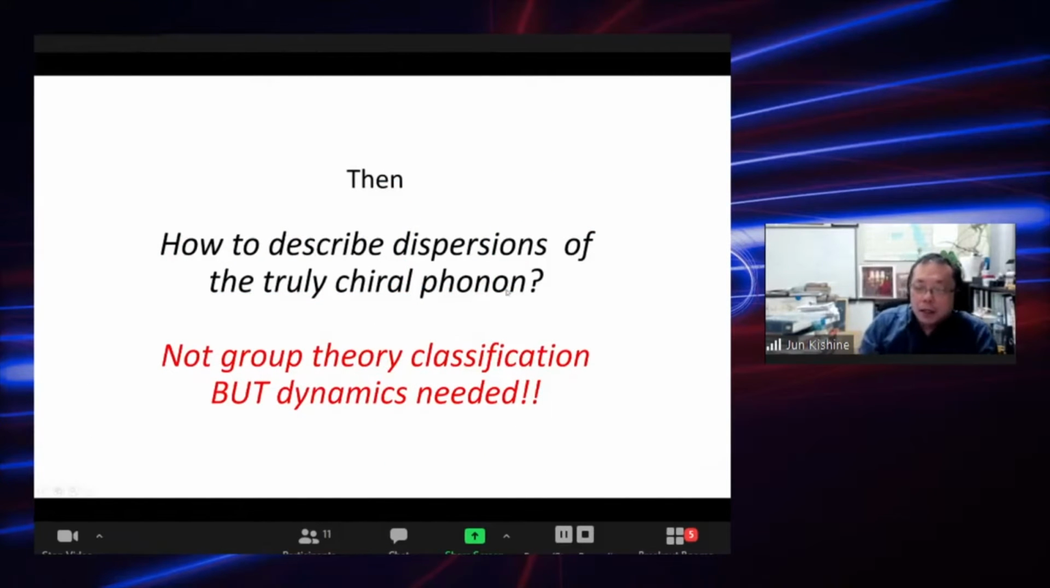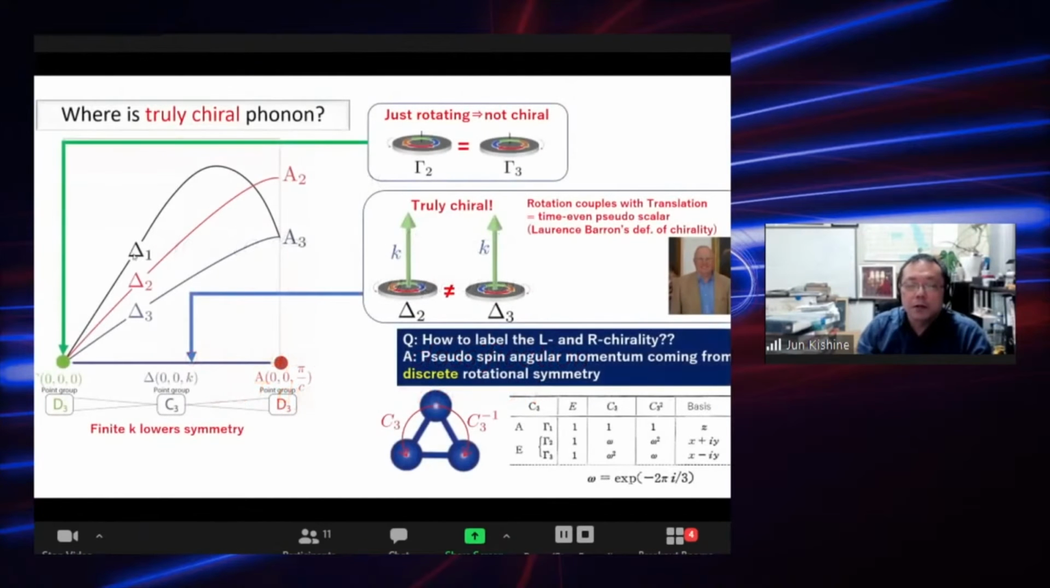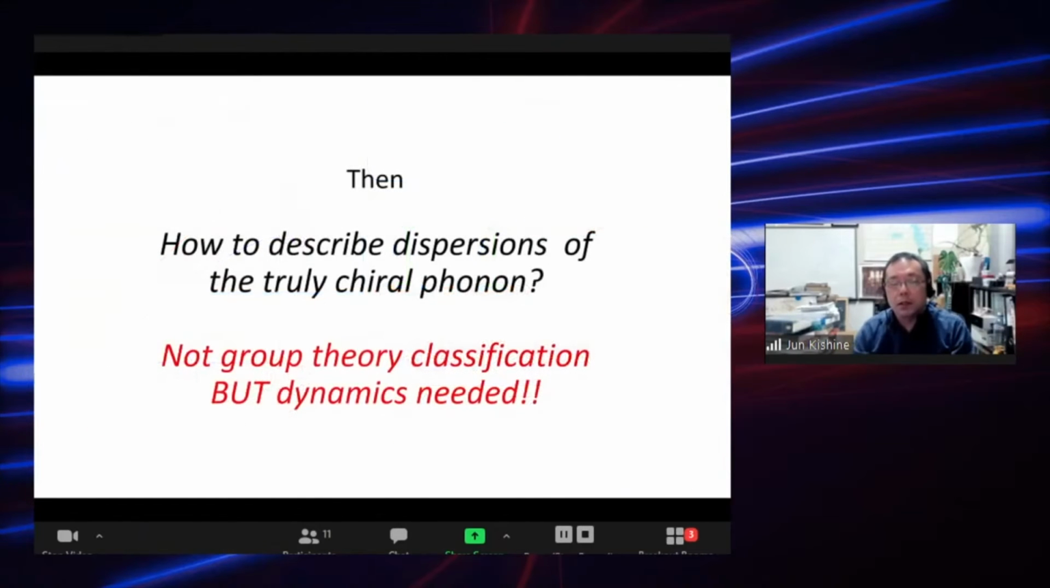We must attack this problem using not group theory classification, but dynamics needed. So this is just group theory classification. Delta 1, delta 2, delta 3 are there. But what about the chirality enters here? How chirality enters here? How angular momentum enters here? So group theory cannot tell you about that. So to think of this, we need dynamical theory.